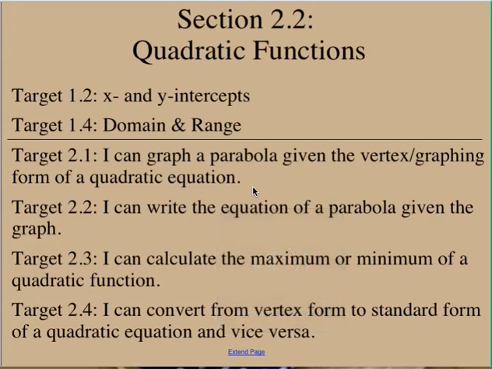This video is going to cover Section 2.2, quadratic functions, and it's got quite a few targets that it's going to cover. You'll notice that it covers two targets that we got in Chapter 1, and that's finding x and y intercepts, and then also finding domain and range. I'm not going to read all of these ones, but this mostly should be review. It's regarding parabolas, quadratic equations, calculating the maximum and minimum, which is the vertex, and then converting back and forth from the two different types of quadratic equations.